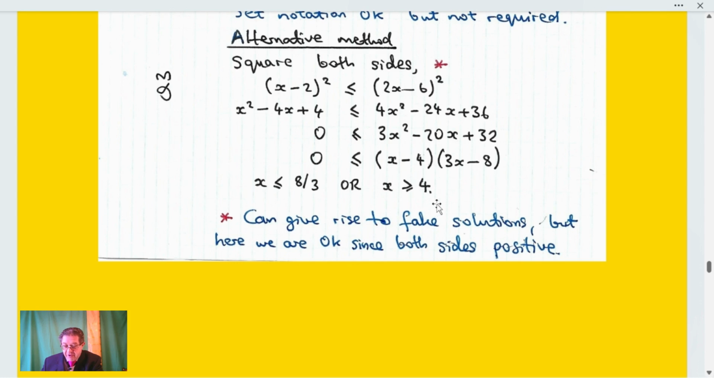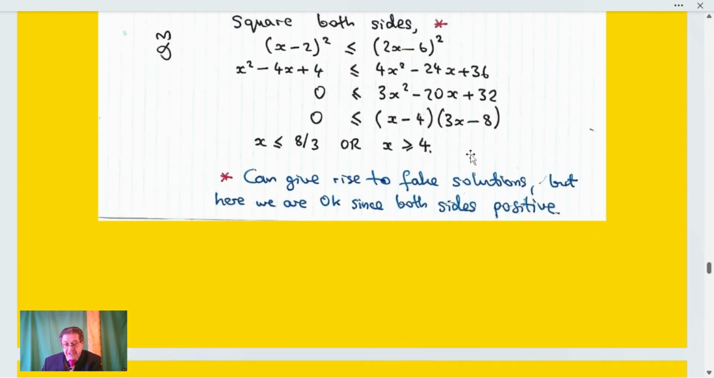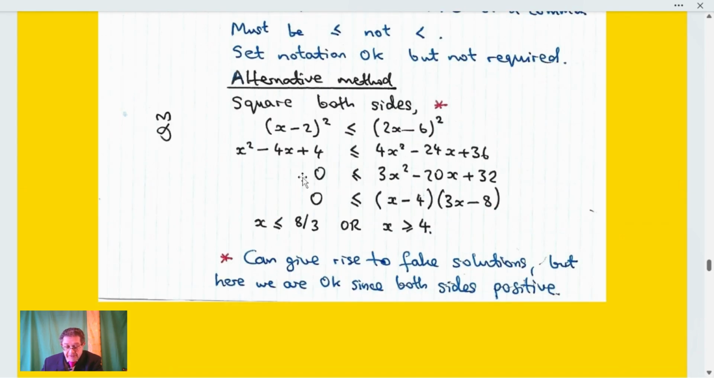Generally speaking, squares can give rise to false solutions, but in this particular case, we're okay since both sides are positive. The examiners do actually say for this question that those who squared tended to get the answer correct better than those who didn't. And that's fine.